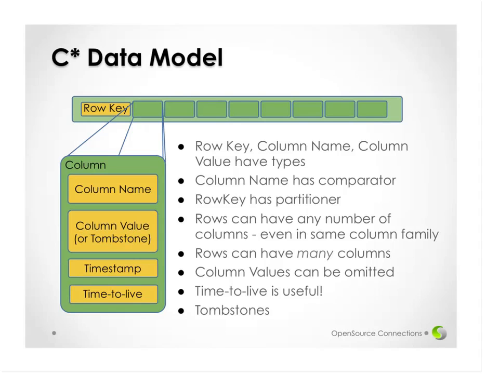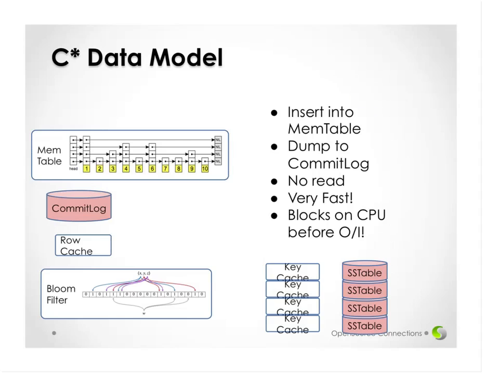Rows can have any number of columns. One row to the next, you could have 5 columns in one row and 1 million columns in the next. And to that point, rows can have tons of columns, millions. I think the hard limit is 2 billion currently. It is a common use case to omit column values. Time to live is useful, as I just indicated, and tombstones is also very useful.